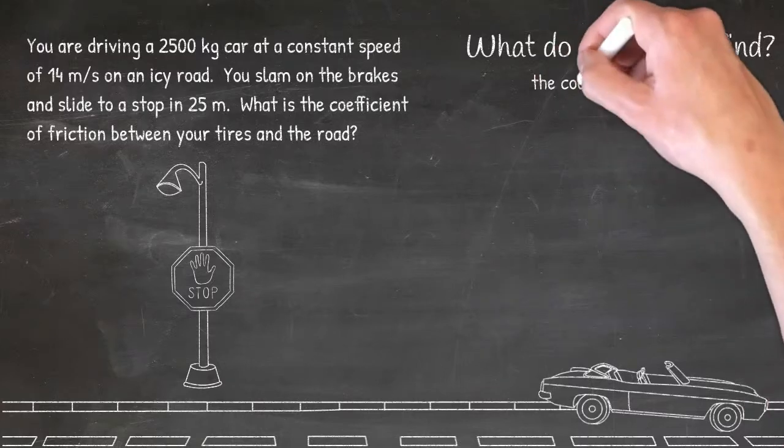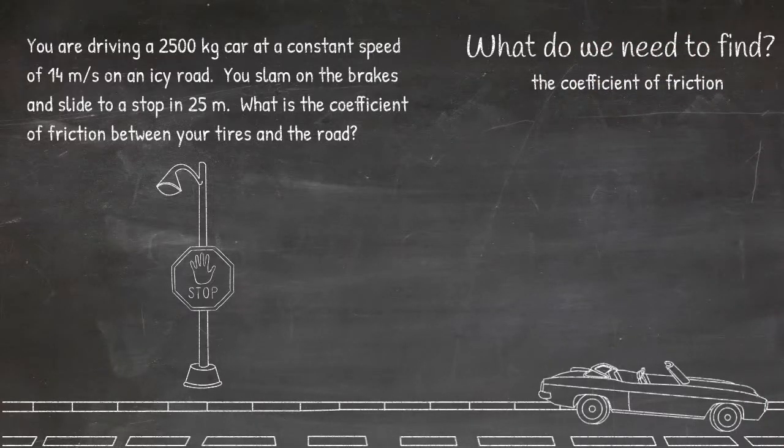What we need to find in this problem is what's the coefficient of friction between your tires and road. Yes, it is an icy surface, but friction is still important when you're dealing with driving a car. Otherwise, your car will just continue in a straight line at a constant speed until it hits something, right? That's Newton's first law. So friction is going to be important to keeping your car on the road.